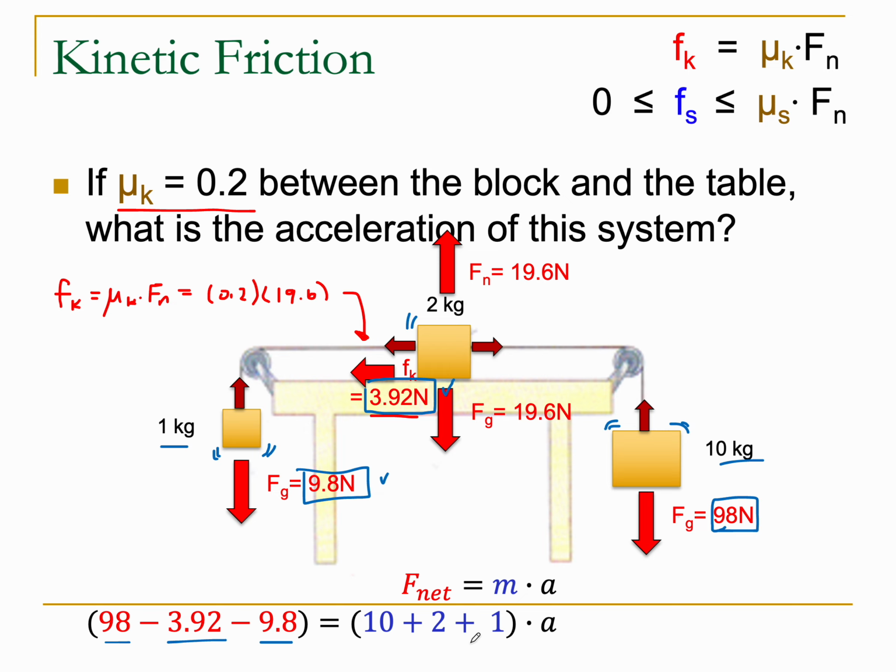If we solve it then, you should get the acceleration of the system, which in this case is, oh, good grief, hold on. 98 minus 3.92 minus 9.8, all divided by the total mass, which is 13. Give me a second here. Divided by 13, which gives us about 6.5 meters per second squared.